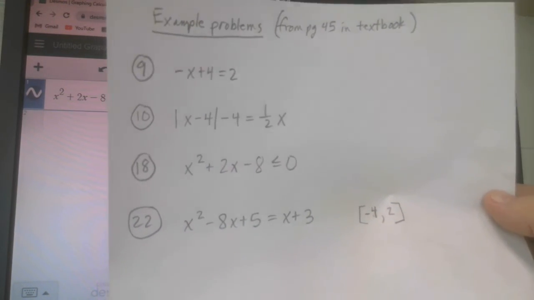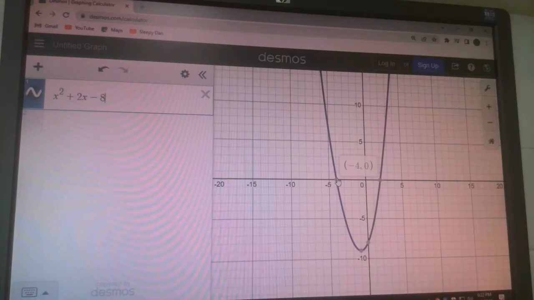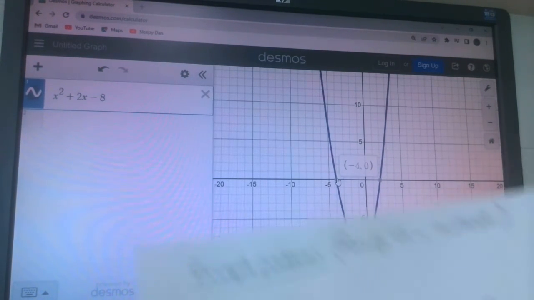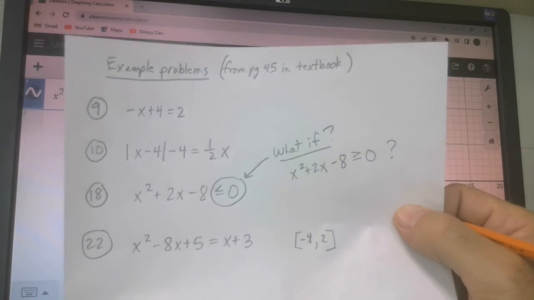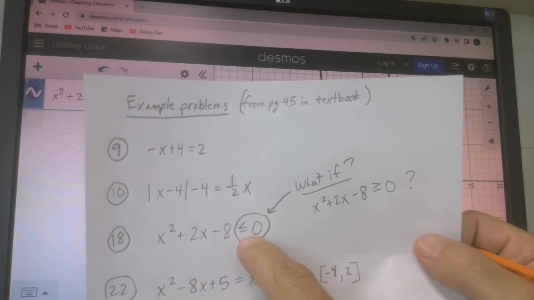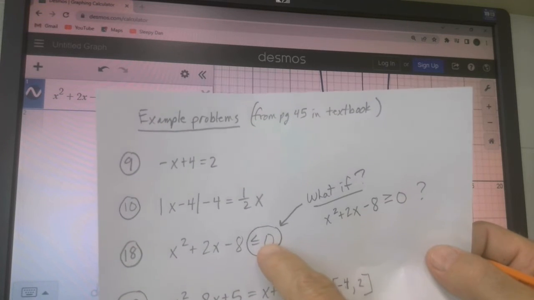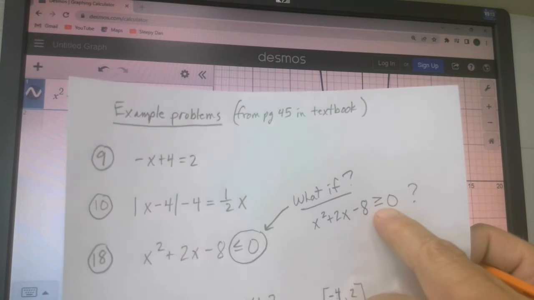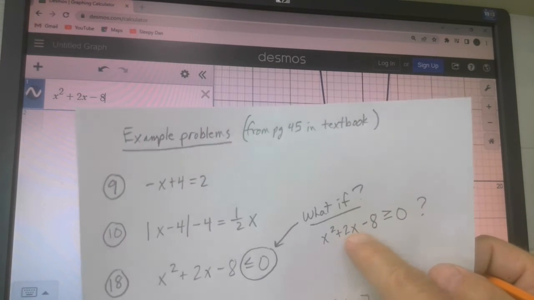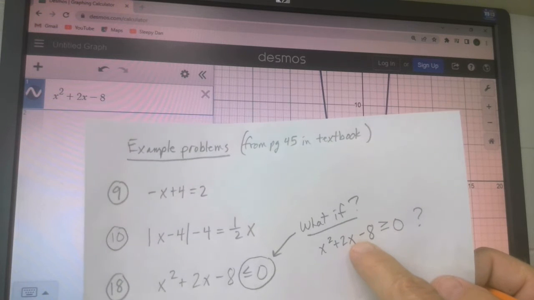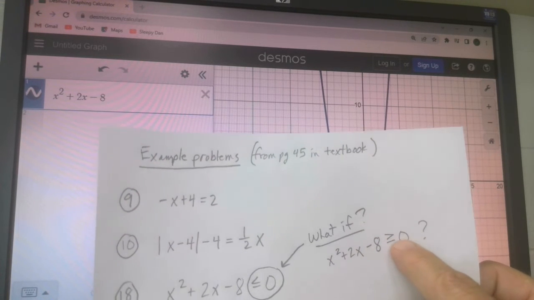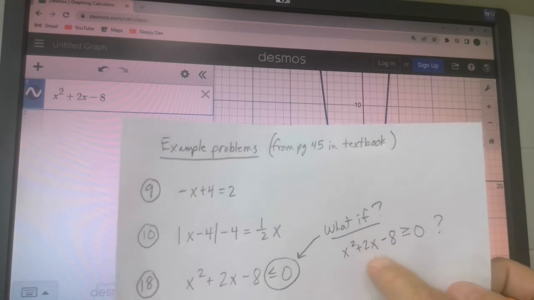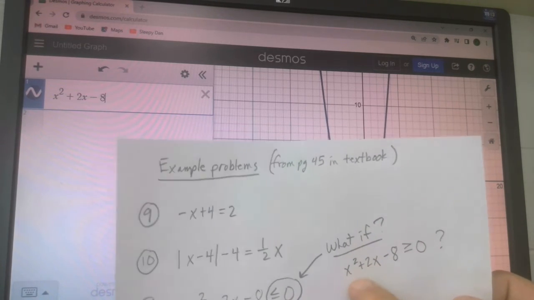There you go. Now I'm going to pause this and shake things up just a little bit to make sure we're not losing you. So here's a what if question. What if on the original problem, instead of less than or equal to 0, which means below or on the x-axis, I flip the inequality and it's greater than or equal to 0. That means where is this graph on the x-axis or above the x-axis, greater than or equal to 0. What x's give us that result?